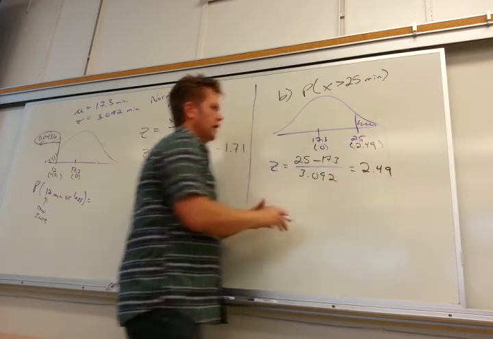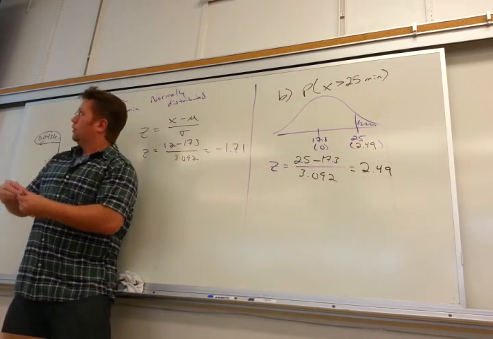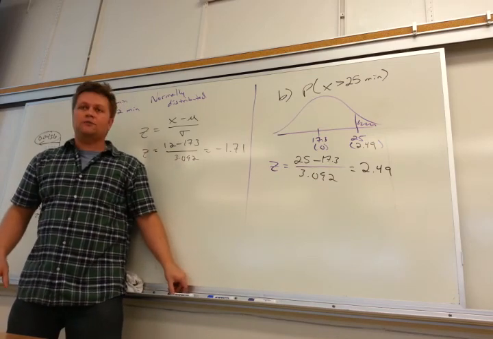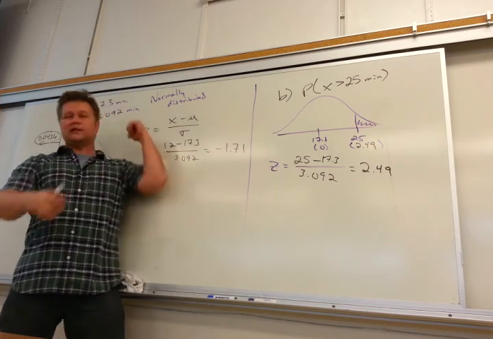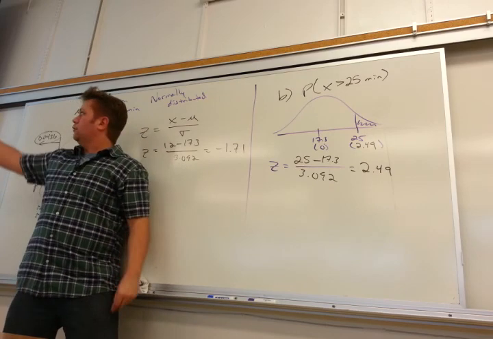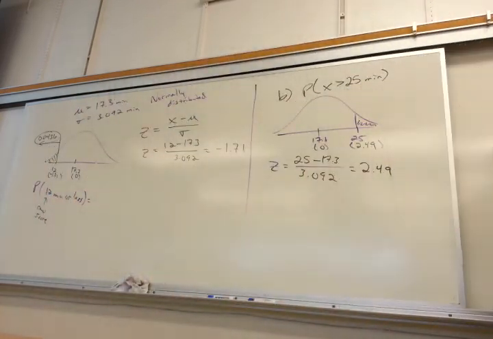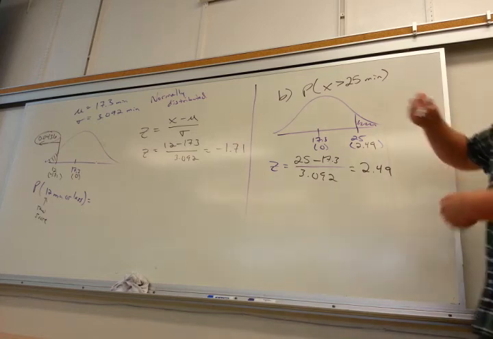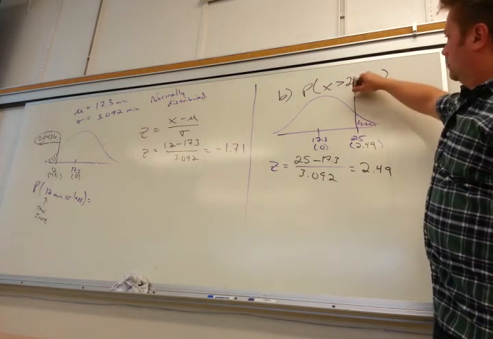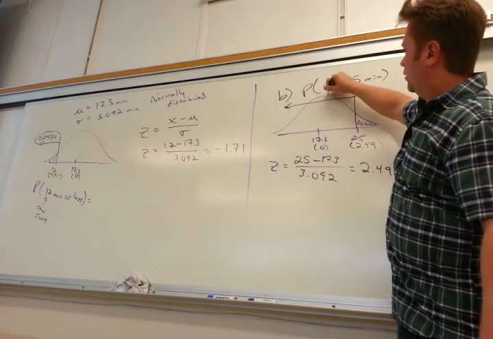Okay. Crowdsourcing the word. I like it. So, to get this probability now, I purposely gave you one that's a little bit different than the two we've seen so far. When you look up 2.49, what do you get? 2.49 is way at the end. You get 0.9936. Is that cool? Where is that on the picture, though? It's everything to the left.